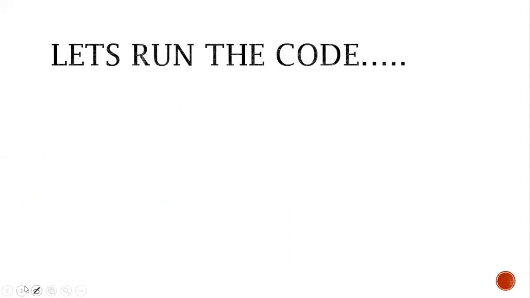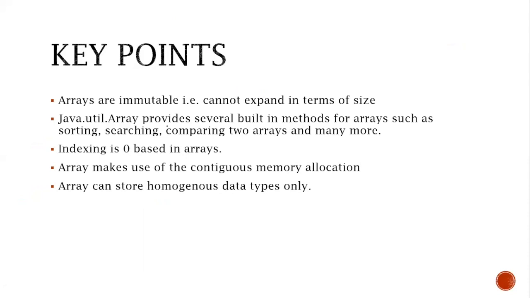Now we've understood what an array is and what the need for an array is. Also, we've seen a sample program for the array. Now let's understand some of the key points associated with arrays. The first one is arrays are immutable, they cannot expand in terms of size. If you declare an array of size 4, you will only have 4 blocks in the array to store 4 integers. If you want to store one more integer in the array, you cannot do it because you only have 4 blocks. If you want to do it, you need to create one more array.